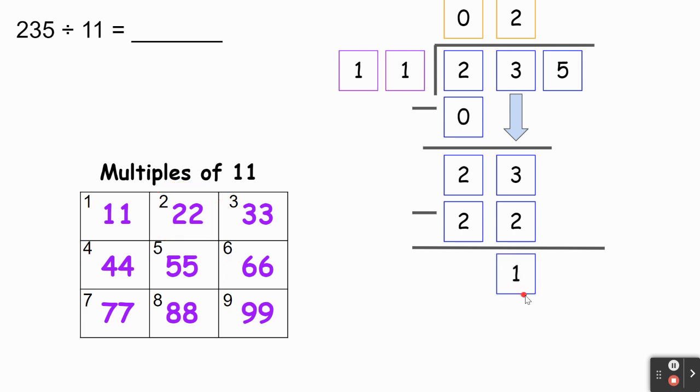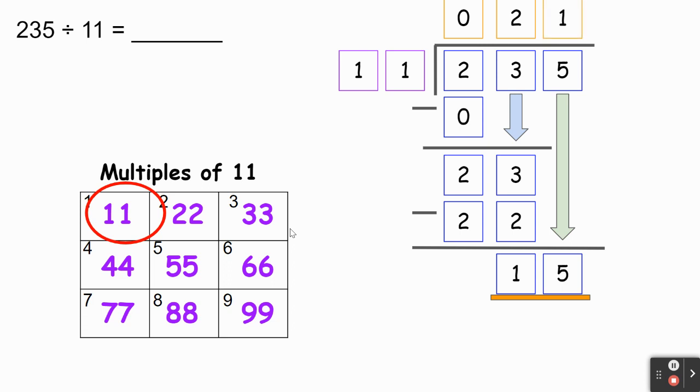We can now rewrite this as ones by bringing down the next digit. So we have 15 ones to share. We're going to look at our multiples to see which multiple gets us closest to 15 without going over, and that would be the first multiple of 11. So we can go ahead and give each group 1. So we're placing a 1 up here in the ones place. This shows that we're giving each group 1.